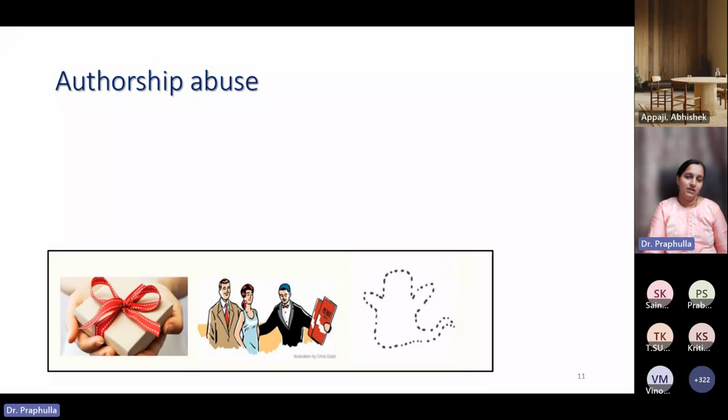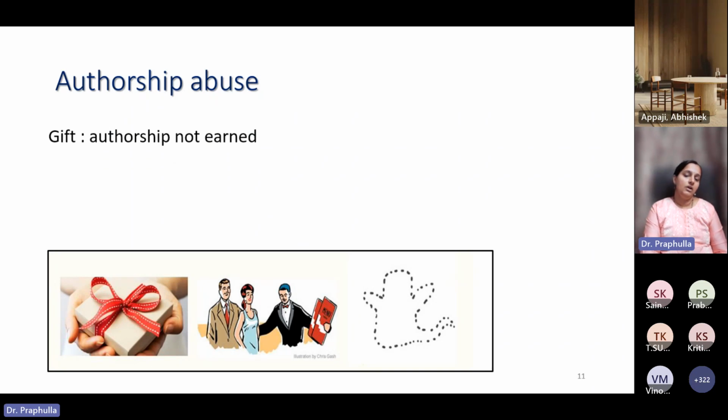We see some kind of authorship abuse nowadays, or previously also. So what are the different types of authorship abuse? Gift authorship is not earned. Say I just put my relative's name because he helped me in tough times. He is a professor in another college, so I've added his name. That is really not correct.